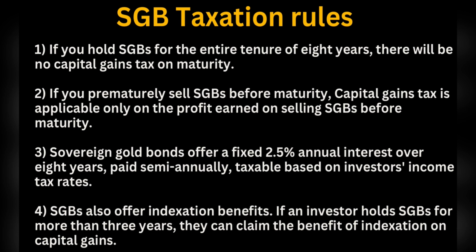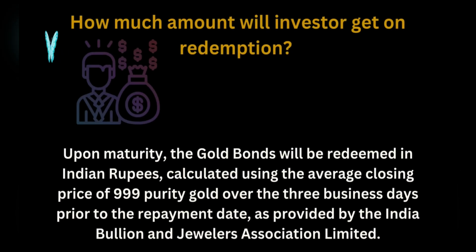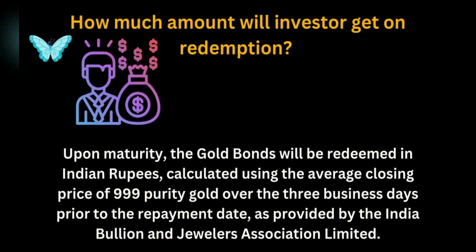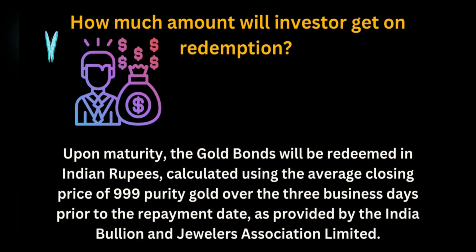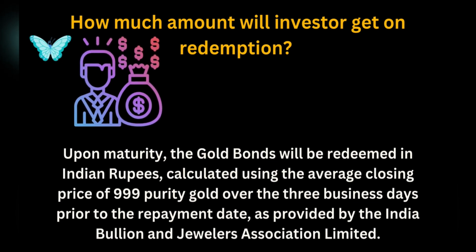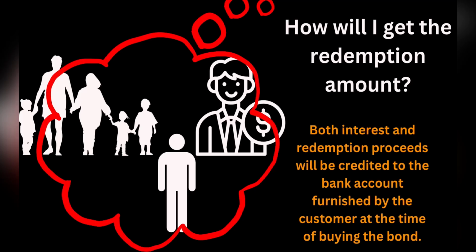Is the redemption amount of SGBs fixed? No, redemption amount is calculated based on average closing price of 999 purity gold over the 3 business days prior to the repayment date, as provided by the India Bullion and Jewellers Association Limited. How does a SGB holder receive his or her redemption amount? Both interest and redemption proceeds will be credited to the bank account furnished by the customer at the time of buying the bond.